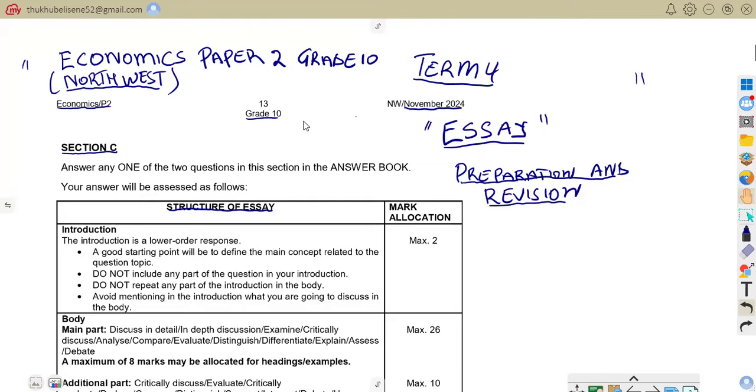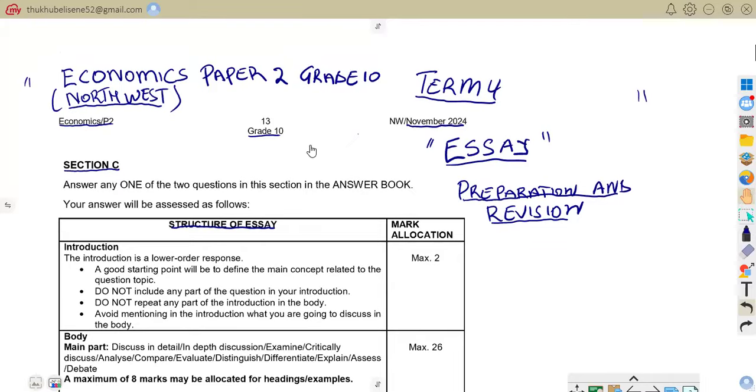Today, good people, I want us to look at economics paper 2, and we are going to look at the essay question. This is in relation to term 4, whereby we are trying to make a preparation and revision so that you are going to be ready for the exams that you're going to sit for. So we are going to look at the essay for paper 2. We know very well that the essay is section C.